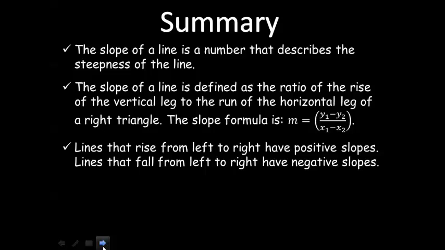Okay, just to summarize, the slope of a line is a number that describes the steepness of the line. The slope of a line is defined as the ratio of the rise, the vertical leg, to the run, the horizontal leg. They give you the slope formula. It says lines that rise from left to right have positive slopes, and lines that fall from left to right have negative slopes. And y'all saw that's Mrs. Poor's weakness for not figuring that out before she finalizes her answer.